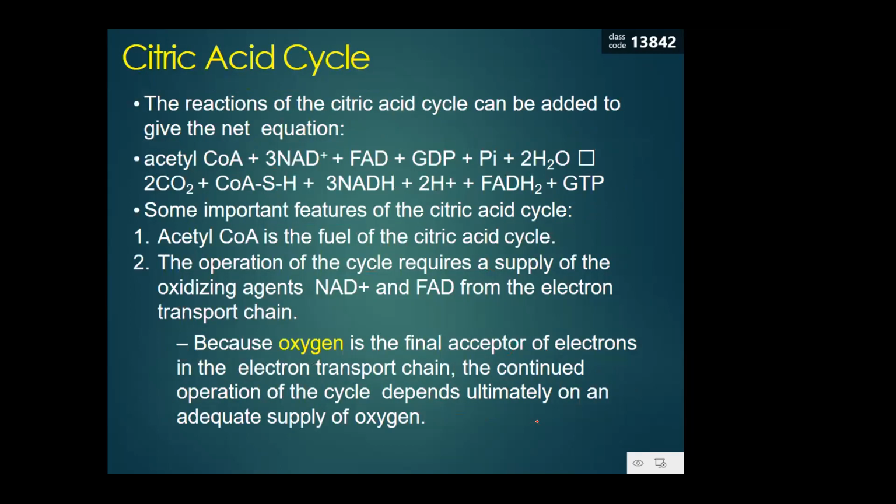So the general net equation for the citric acid cycle, ito siya. Siyempre, acetyl-CoA kasi yun yung pinaka-raw material natin, di ba? Tapos, meron tayong tatlong NAD+ na kailangan. Isang steps na nga ulit, no? What steps does NAD+ is needed? Anong step na yun kanina?